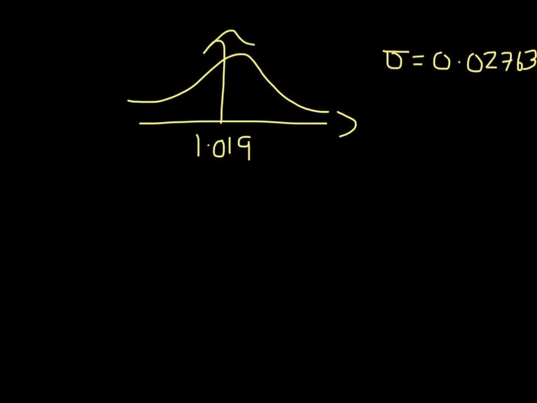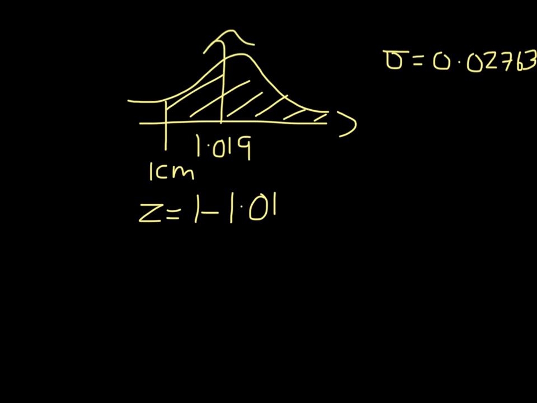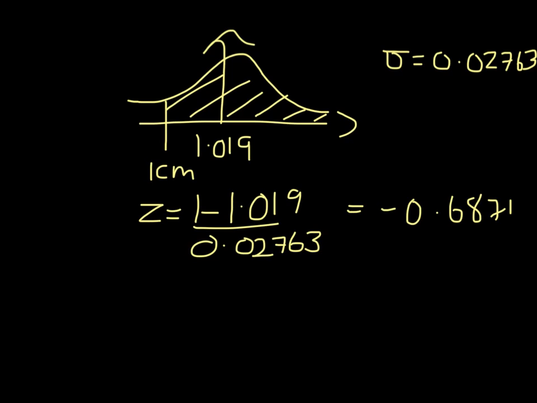Finally, we're asked to work out the percentage of ball bearings with a diameter of greater than 1 centimetre. So I'm looking for the shaded area. First thing I need to do is work out my z value. And my z value is my x minus my mean divided by my standard deviation, and that gives me a z value of negative 0.6876. So that's negative 0.688 to three significant figures.